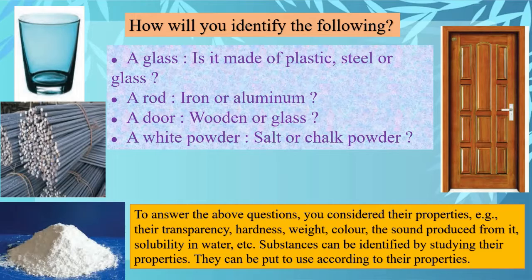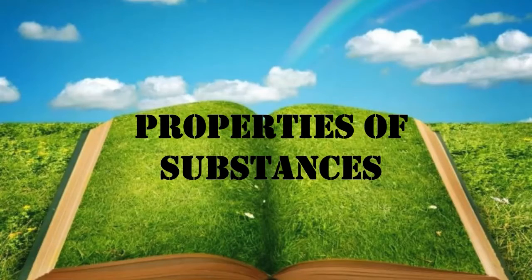For example, whether you can see through the glass, whether it is transparent, whether it is very hard to bend or mold into any other shape, what is the color of the given object, how it produces sound, whether it is soluble in water, etc. These are called the properties of substances. Substances can be identified by studying their properties. They can be put to use according to their properties. Studying the properties helps us understand the substance much better, so it is important for us to understand the properties of substances so that we could study more about them. So let's get started with the properties of substances.